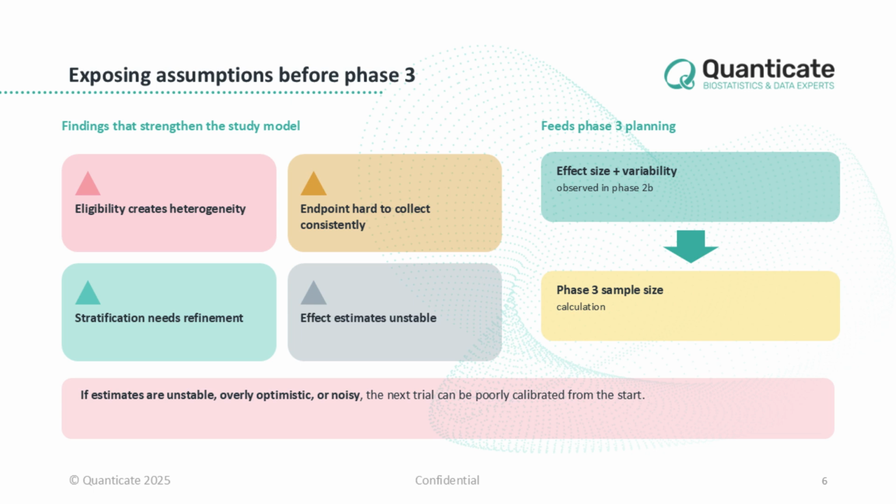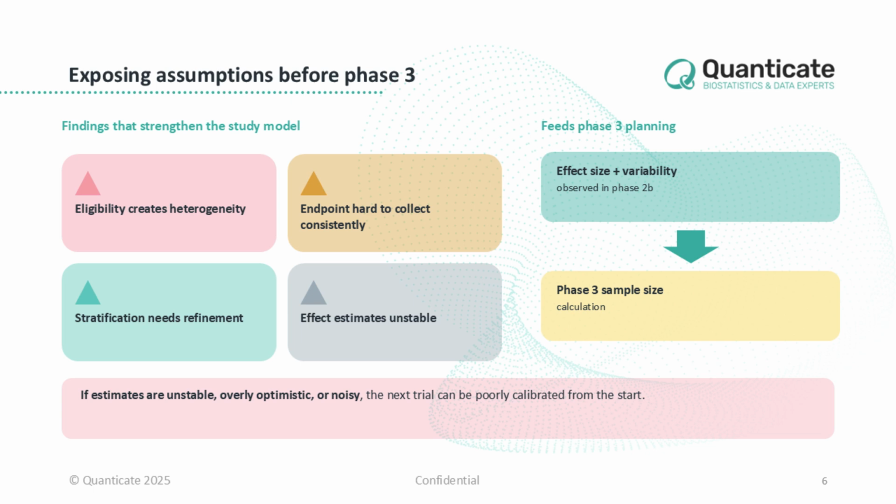Statistical planning depends heavily on this evidence. The effect size and variability observed in phase 2b often feed into phase 3 sample size calculations. If those estimates are unstable, overly optimistic, or affected by avoidable operational noise, the next trial can be poorly calibrated from the start.